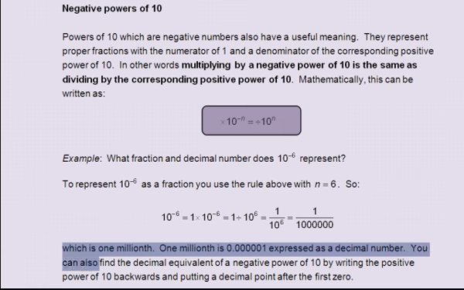You can also find the decimal equivalent of a negative power of 10 by writing the positive power of 10 backwards and putting a decimal point after the first zero.